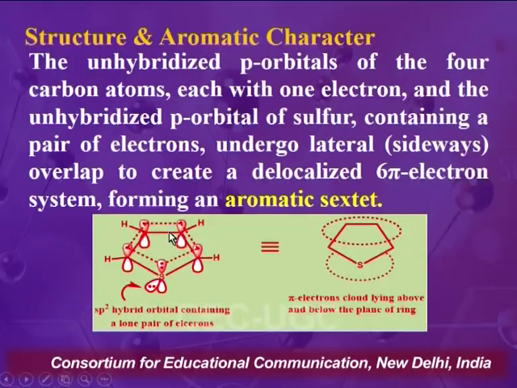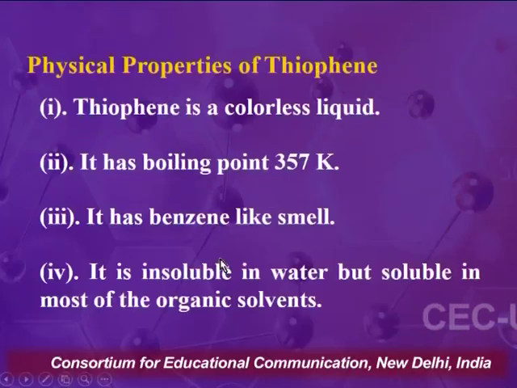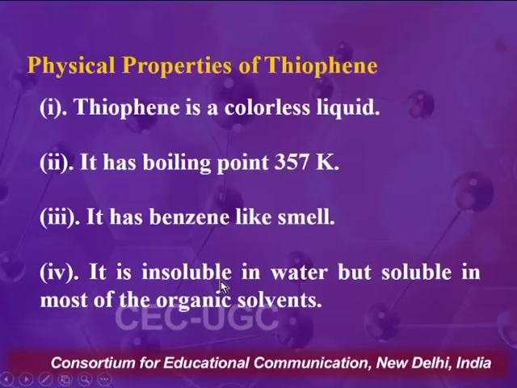So, there will be formation of a 6 pi electron system by the sideway overlapping of unhybridized p orbitals. And because we know that any system which has 6 pi electrons will follow Huckel's 4n plus 2 pi electron rule and will be considered as an aromatic system. So, hence we proved that thiophene is an aromatic compound. Now we are going to discuss the physical properties of thiophene.